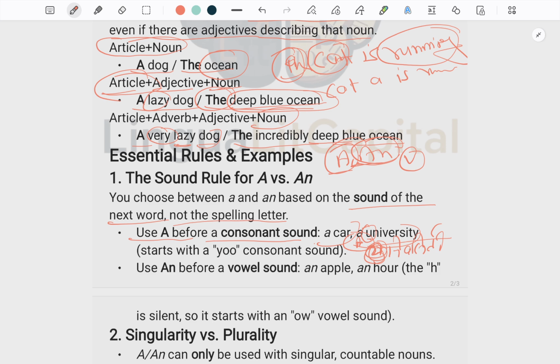Okay. Next, use an before a vowel sound, like an apple. If we say apple, then this a is known to be the vowel sound. This is why we use an. An hour, this is a vowel sound. The H is silent, so it starts with an O vowel sound.